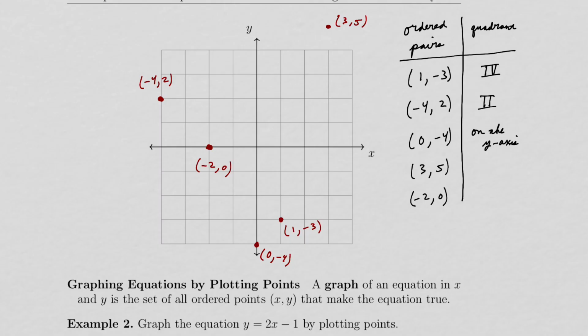3, 5 is definitely in the first quadrant. And then -2, 0, again, kind of a trick question. It's in between quadrants 2 and 3, right? It's right on the x-axis. So I'll just put on the x-axis. Okay, so that should remind you on how to just plot ordered pairs, right? Plotting points on a Cartesian coordinate system.